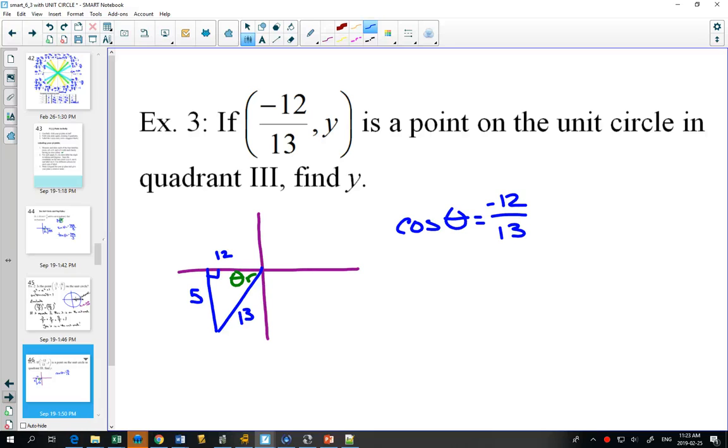We could draw the triangle. Well, how do I find my other value? What's the big idea? What's my y-coordinate? My y-coordinate is sine. Now, if I look at my triangle, sine is opposite over hypotenuse. That's 5 over 13. And it's negative because it's in quadrant 3.